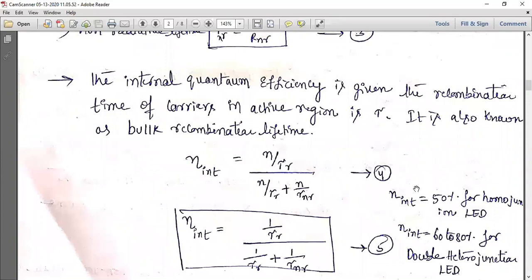The internal quantum efficiency is 50% for an LED, so it has a 50% capability to generate radiative recombination. For a double heterojunction, it is 60 to 80%.